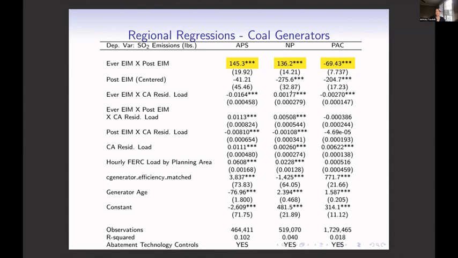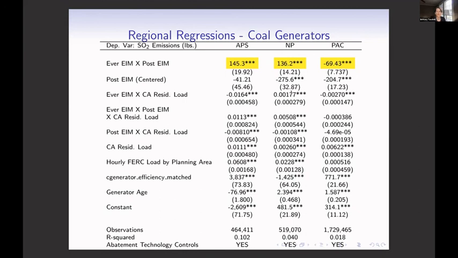But there's a potential, I think, that if the EIM is using more generation, I'm going to speak in generation, even though this is on NOx emissions, if they're using more generation from gas generators to meet demand, then there's the potential that these regions then backfill their own demand with coal generation.